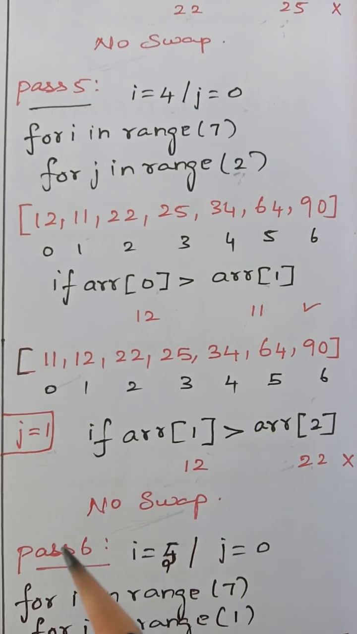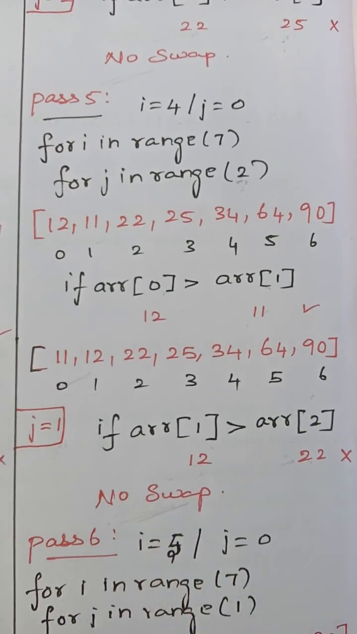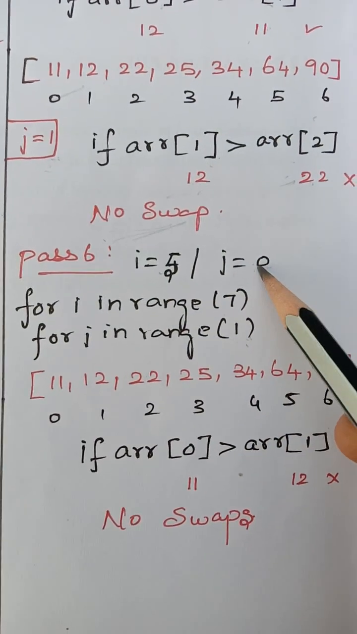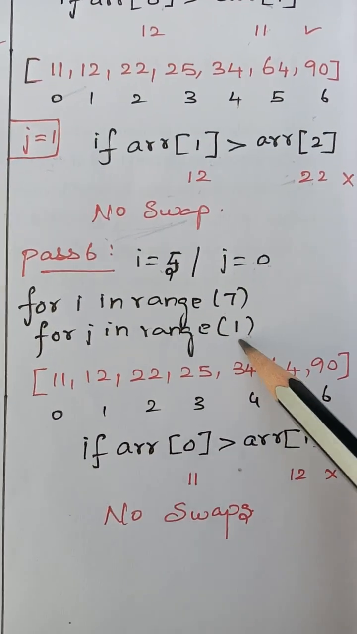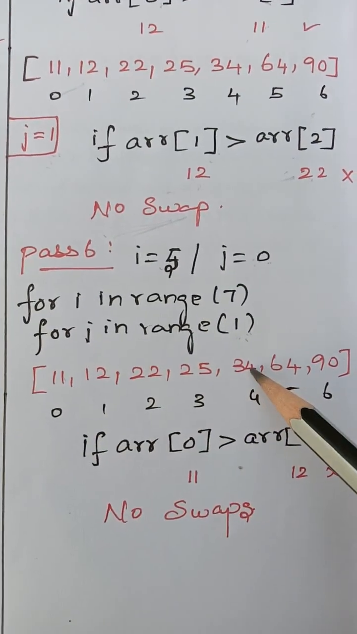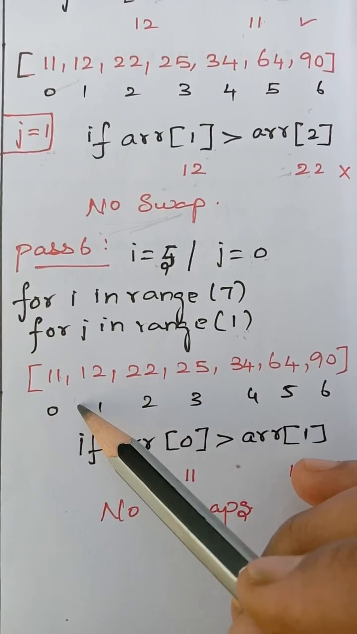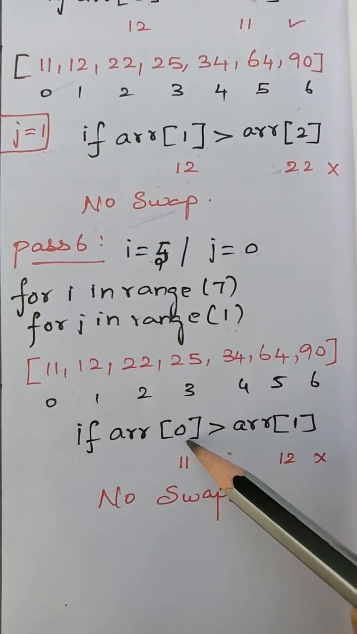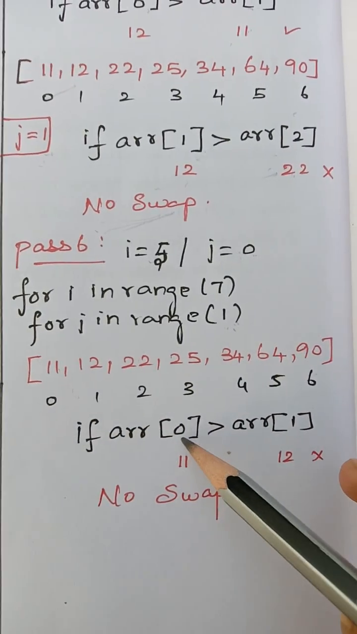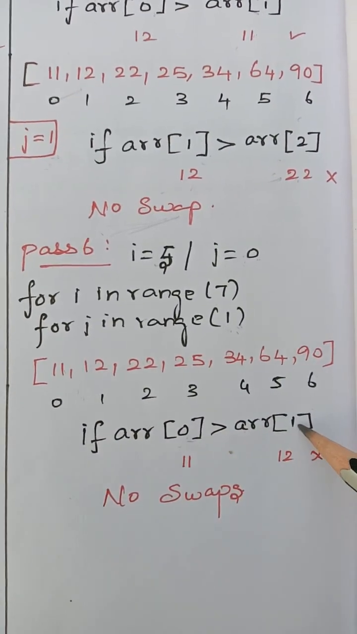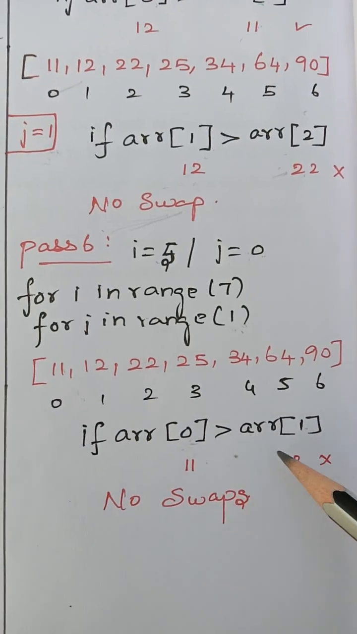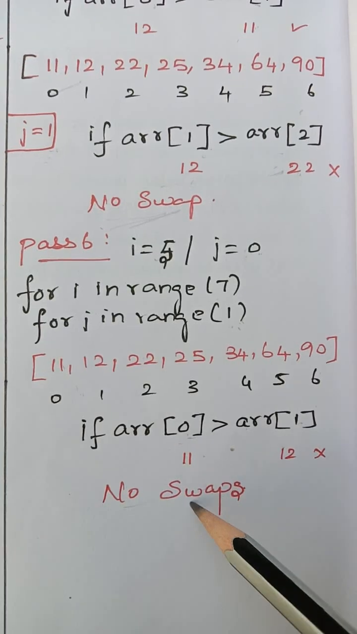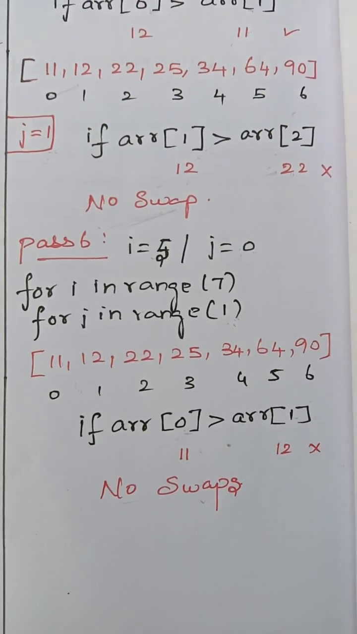In pass 6 we have i equal to 5 and j equal to 0, and the j range is 1. This is the result we have got from pass 5. Actually the array is already sorted. It checks the condition for the first two elements: arr[0] greater than arr[1]. 11 is not greater than 12. So no swapping occurs. So what happens? It exits the loop.